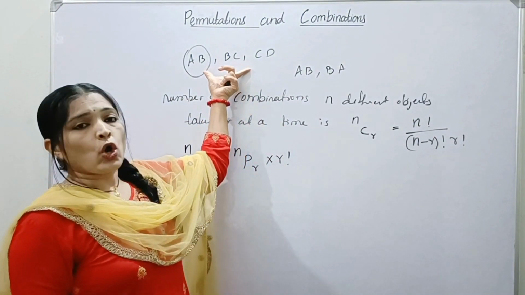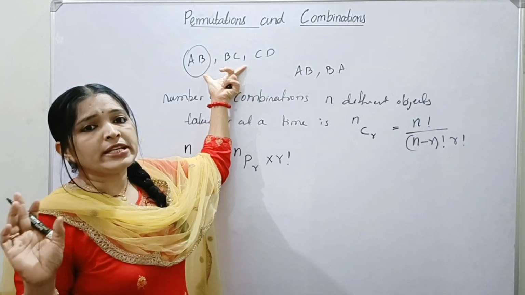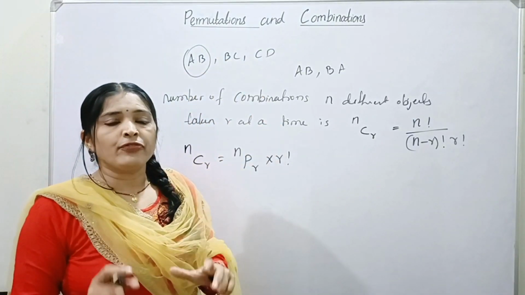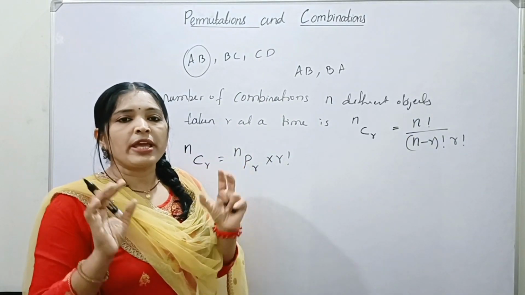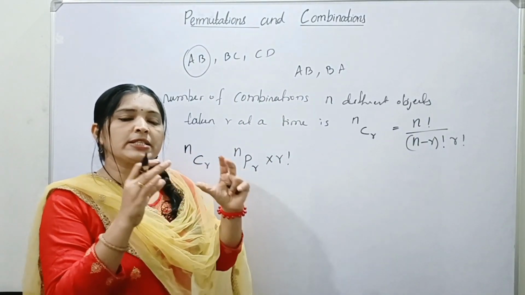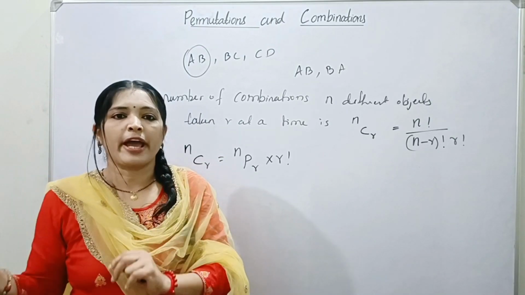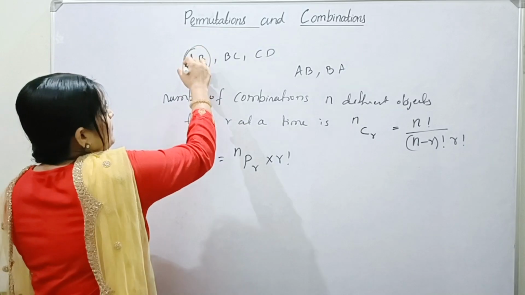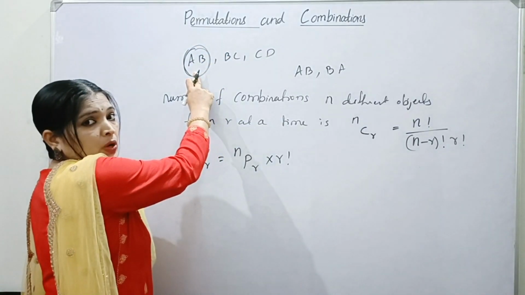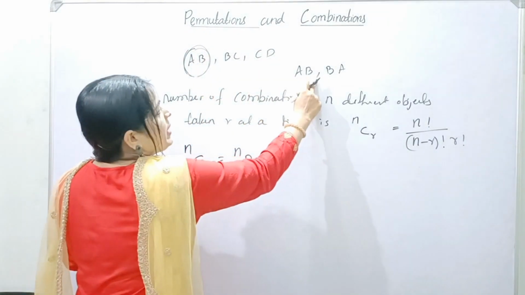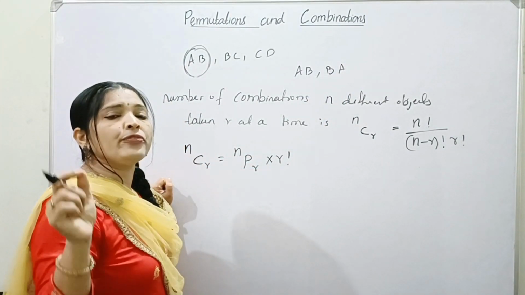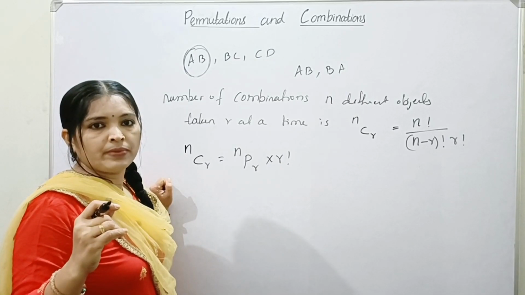See, in combinations, order does not matter, right? So we will write AB, BC, CD. But for each selection, we can arrange r times. Okay, see, we can arrange r times. See here, taken two at a time. AB, we can write AB and BA in permutations. So for each selection, we can arrange r times.